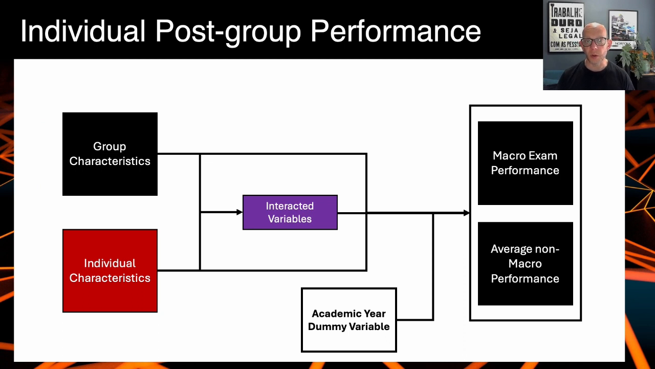So within this model, using individual academic performance in the macro exam, an average mark for all other first year exams in theory unrelated to the macro group work, and also looking at year 2 academic performance, we include, as I say, all of these three things: the group characteristics, the individual, some interactive variables, and again some dummy variables, just looking at the academic year to control for cohort effects.